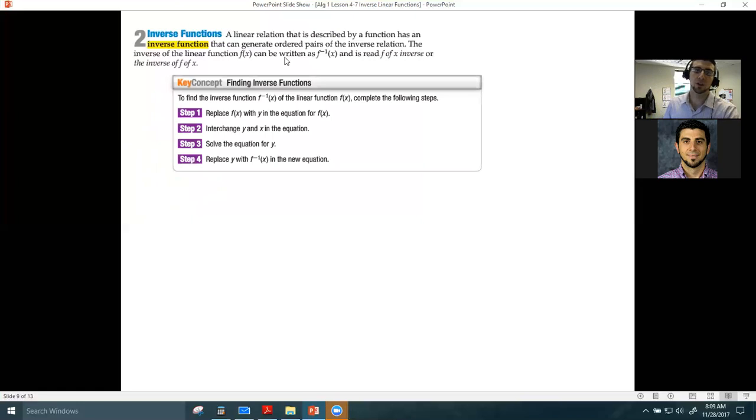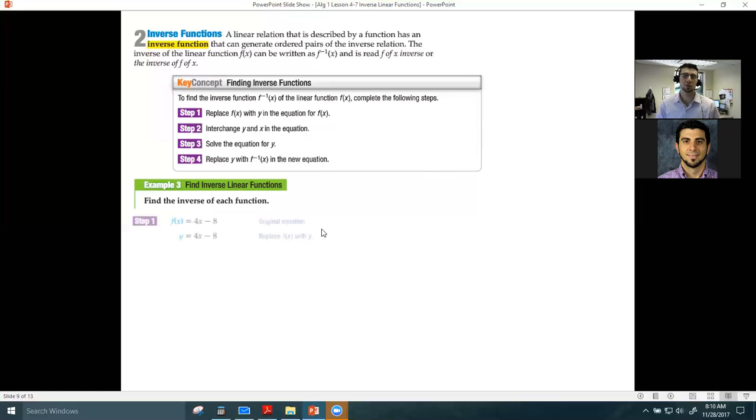So the inverse function f inverse of x of the linear function f of x, to get that, complete the following steps. So what we're going to do is actually deal with an equation and find the inverse of that equation. So you replace f of x with y in the equation, then you flip-flop the x and y's, solve for y, and then rewrite it in inverse notation with f of x inverse instead of y. So let's find the inverse of this function.